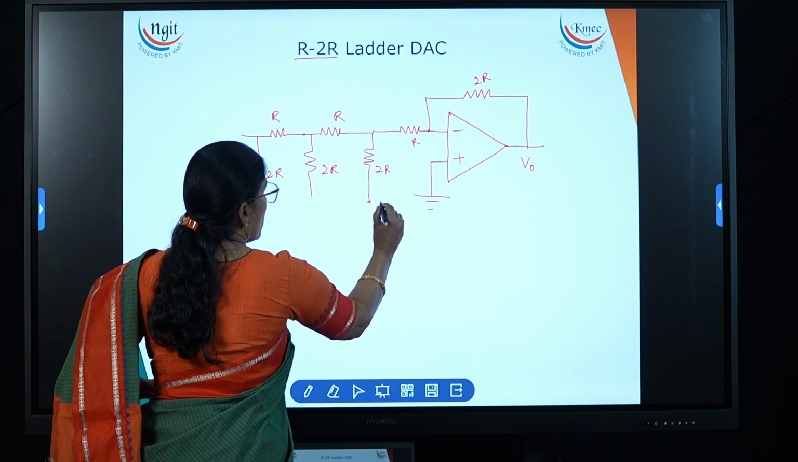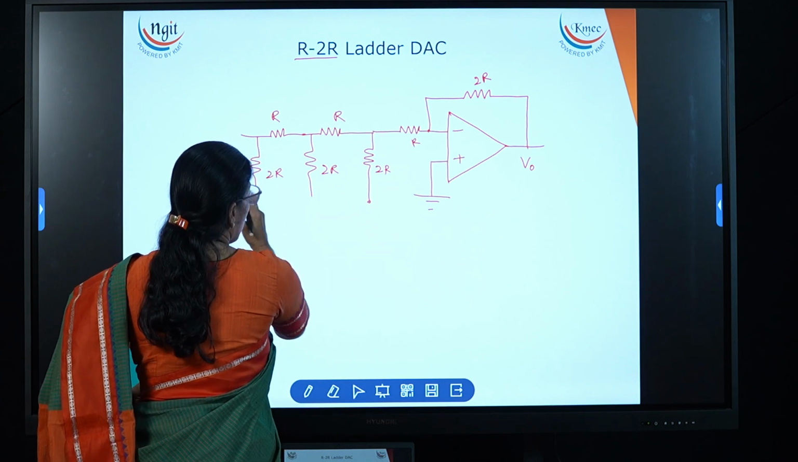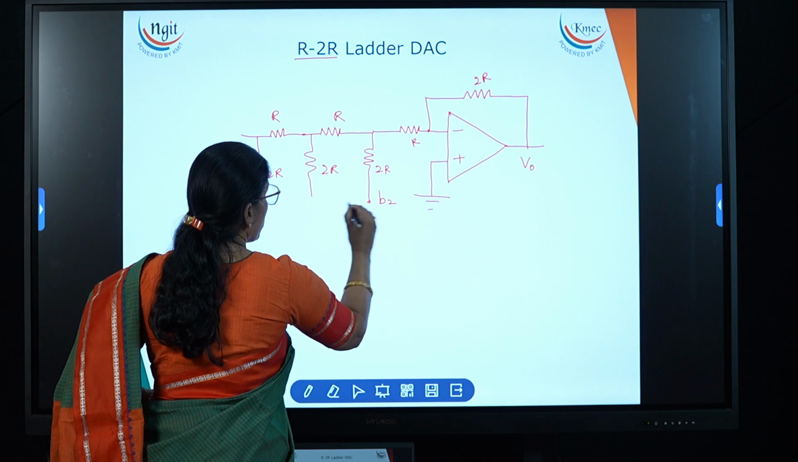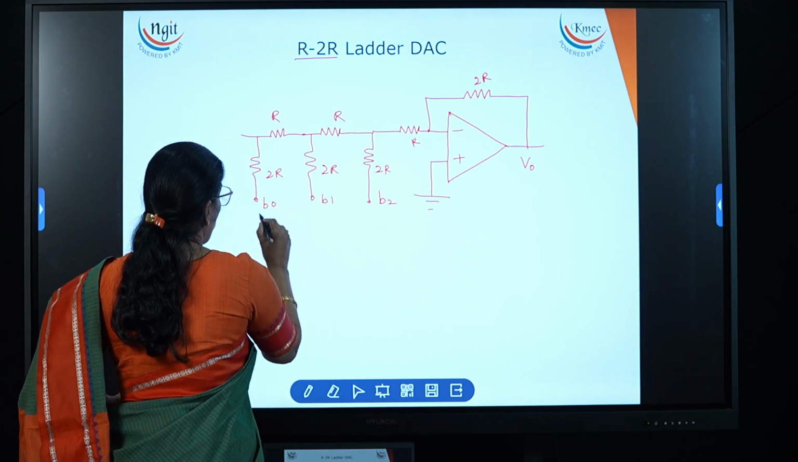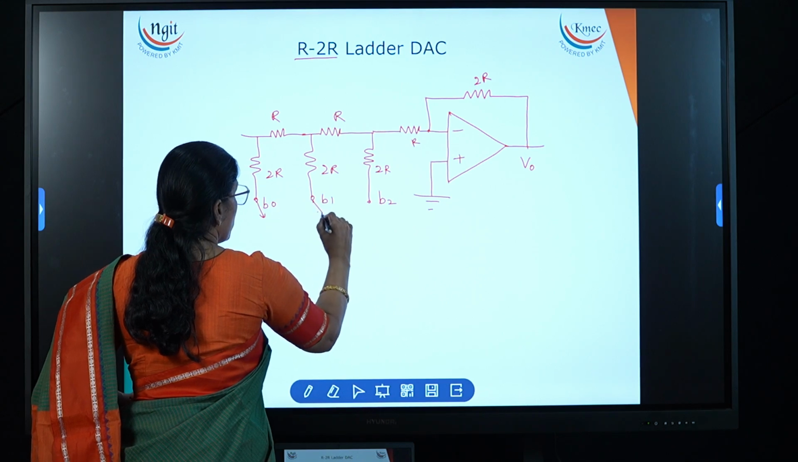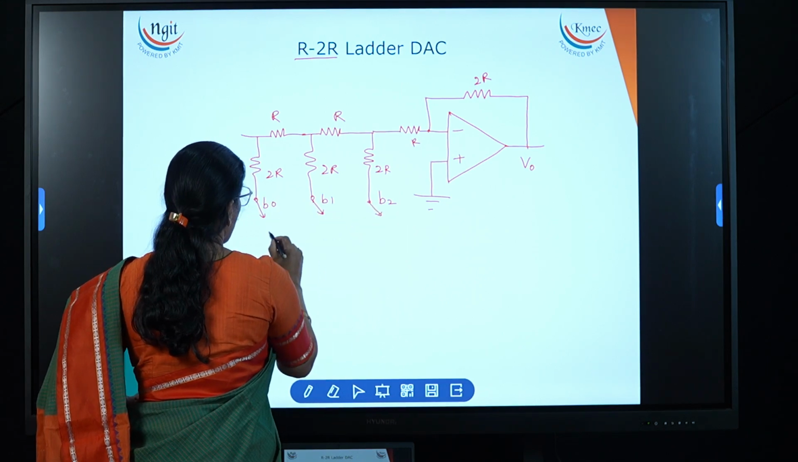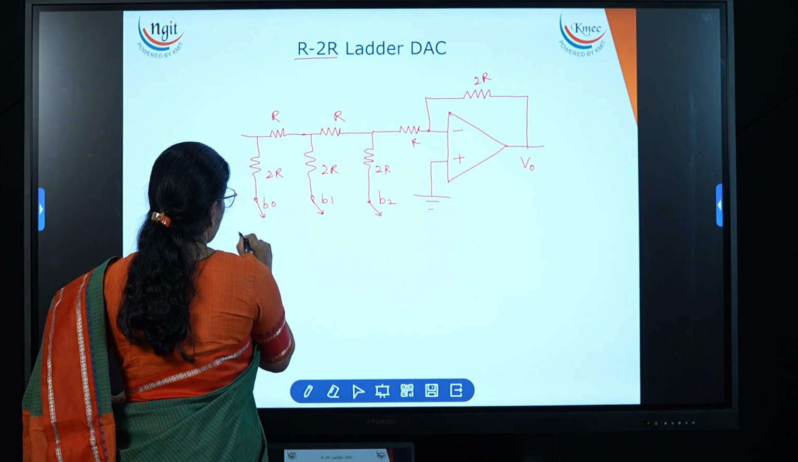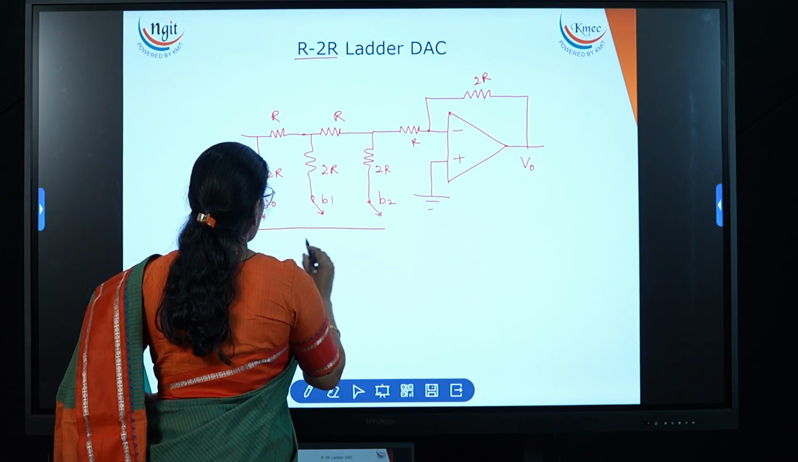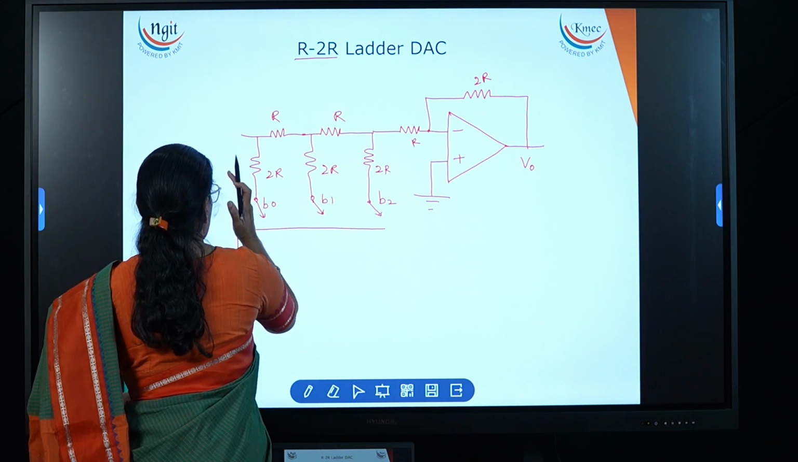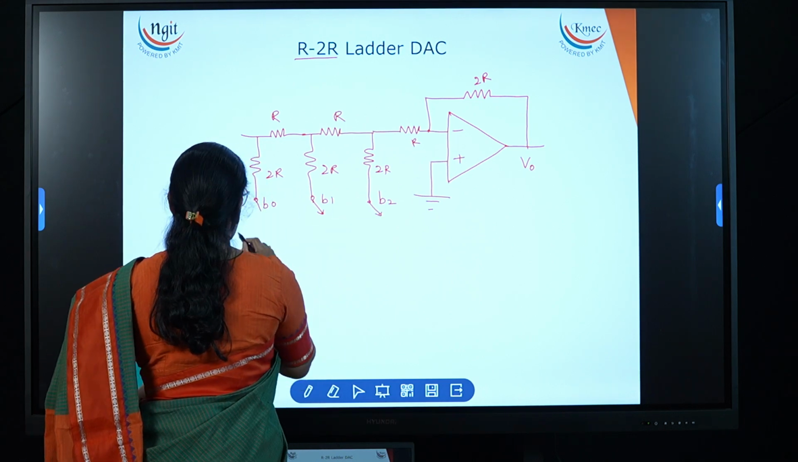Now here, this is the MSB bit, this is the LSB bit. So this is binary bit number 2, binary bit 1, binary bit 0. Now for this, here this is the switch. We can apply this to either ground. This is the ground, and otherwise I'll take ground separately.